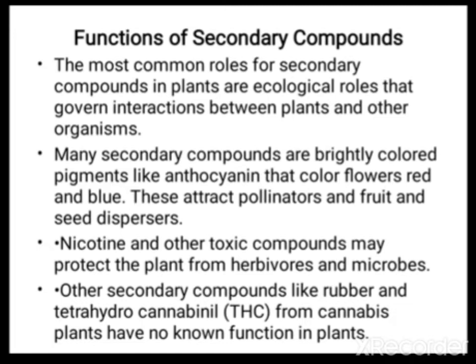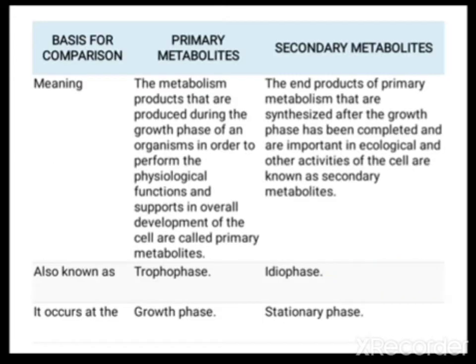Then other secondary compounds like rubber and tetrahydrocannabinol have no known function in plants, but these are deposited in the cell sap or in the vacuoles in the cell, and these are the waste products or the end products of the metabolic pathways. So that's why these compounds are called secondary metabolites. So these are secondary compounds.